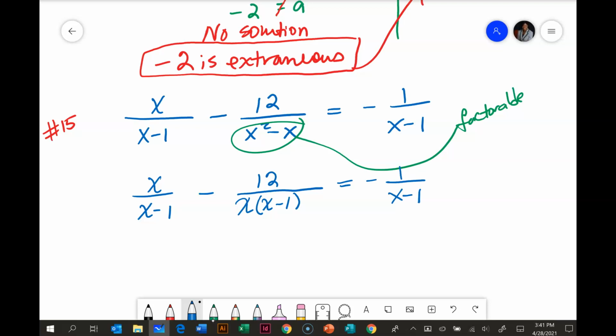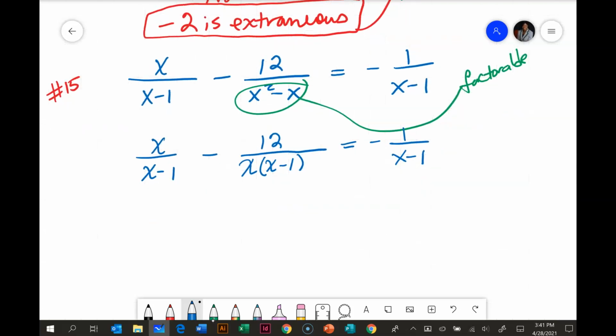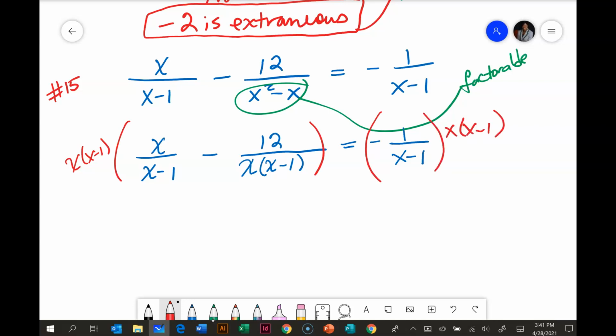Now, what is the LCD? If you said the LCD was x times x minus 1, then you are correct and you are on your way to doing a real good job on the final, because you understand LCDs. All right, x times x minus 1. So we're going to multiply both sides by that. And notice on the left side, we have to distribute, meaning we have to multiply that x times x minus 1 times more than just one thing.